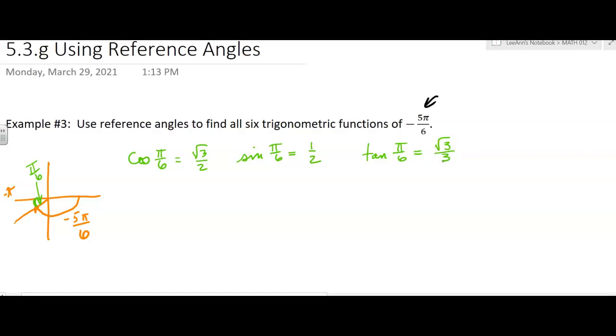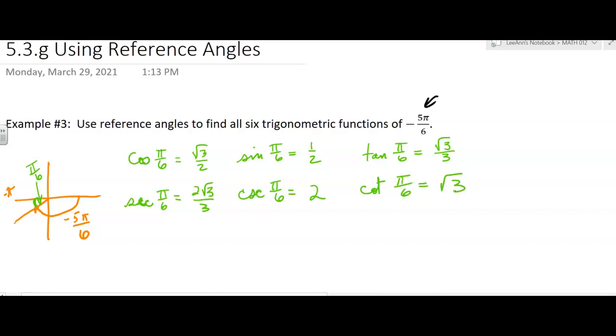Okay, now put the reciprocal functions right underneath. So secant of pi over 6 is going to be 2 times the square root of 3 over 3. So it's that cosine, just you have to reciprocal and rationalize the denominator. Cosecant of pi over 6 is 2. And then cotangent of pi over 6 is the square root of 3.